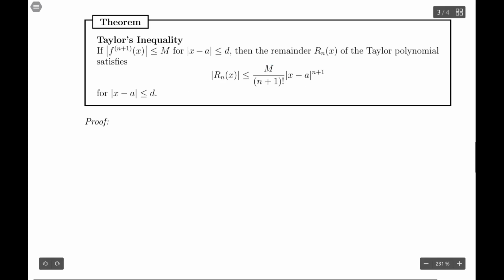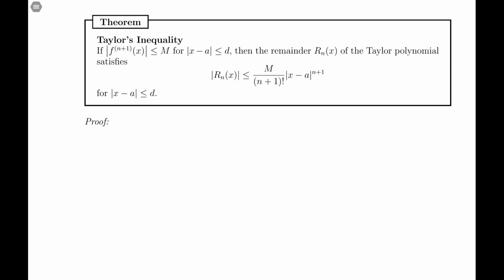This is really useful to say because this is just a little bit easier to work with, and later on we're going to be wanting to show that the remainder goes to 0. Now, finding the limit of the remainder sometimes is a little bit difficult because the remainder is an infinite series, but this is a single term, and this is a little bit easier to work with, especially in computing limits. So let's see if we can prove Taylor's inequality, and then we'll actually be able to use this theorem and hopefully show that some functions are actually equal to the sum of their Taylor series.